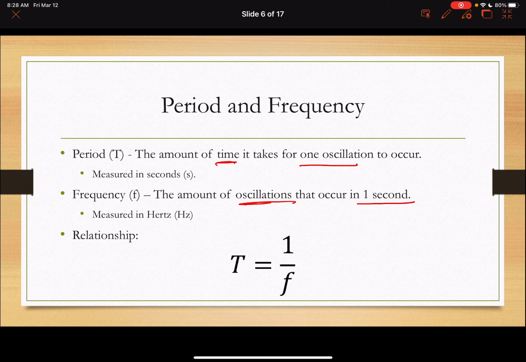Okay. And so they have this relationship between them. They're inverses of each other. So if you want to find period, you just take 1 and divide by your frequency. And if you want to, you can solve for f, and you get that our frequency f is equal to 1 over T. And so if you want to get your frequency, you can just do 1 divided by your period.